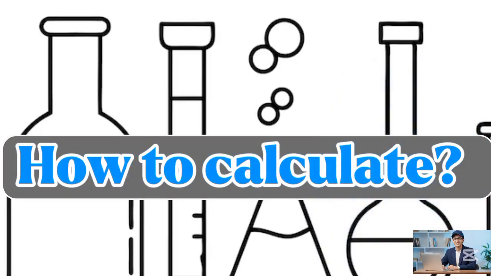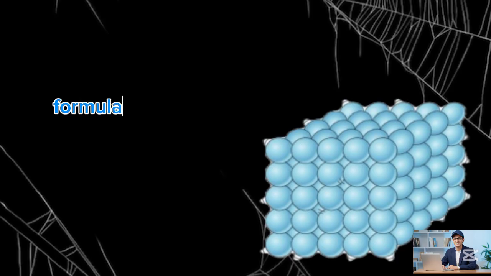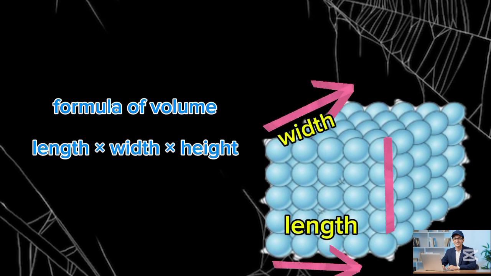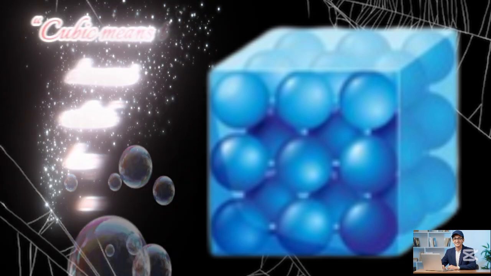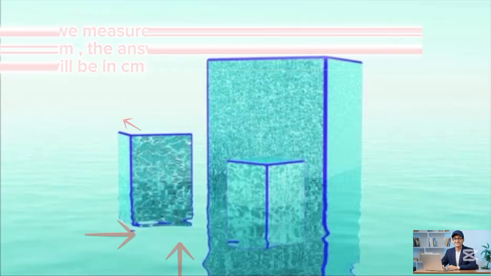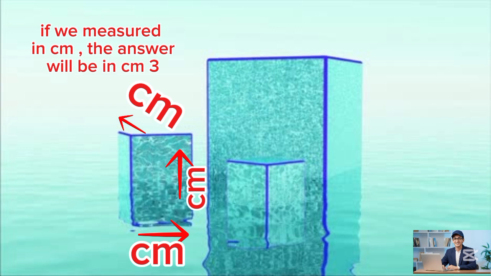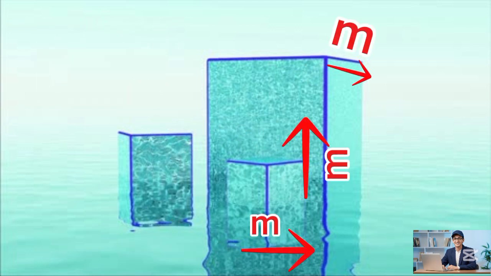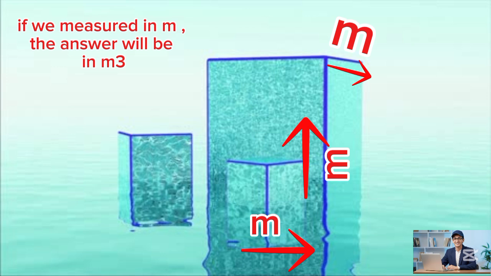Now, how do we calculate volume? The formula is volume equals length multiplied by width multiplied by height. Remember, the unit of volume is always cubic. If we measure in centimeters, the answer will be in cubic centimeters. If we measure in meters, the answer will be in cubic meters.